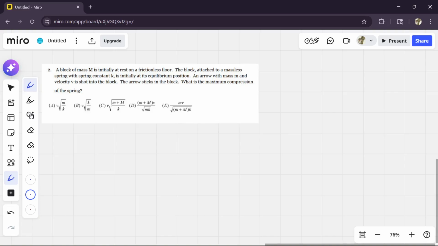So I'm gonna work backwards initially here, and I'm gonna just give the answer right away. The maximum compression of the spring is just gonna be the change in x, and that is equal to mv over the square root of (m plus big M) times k, or e. So why is that? What are we looking for?